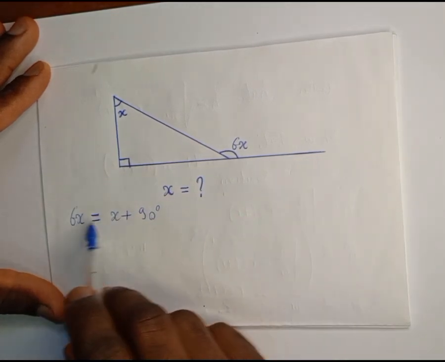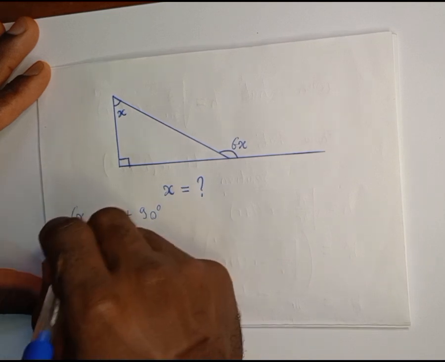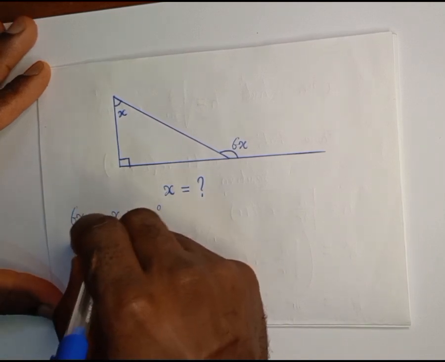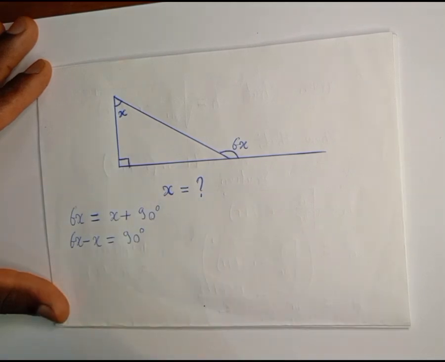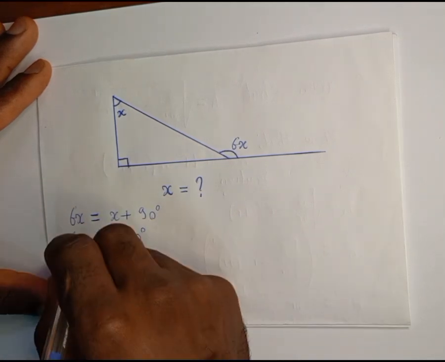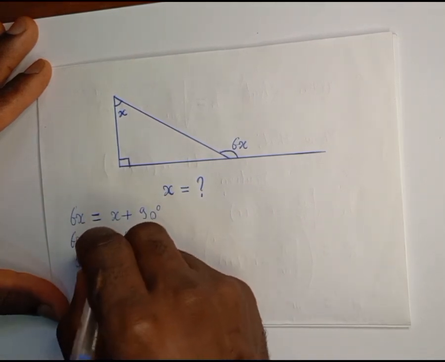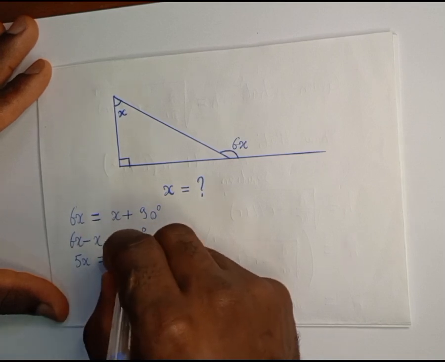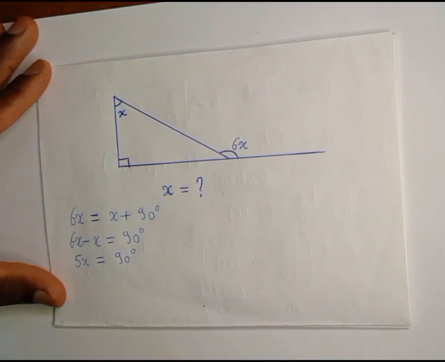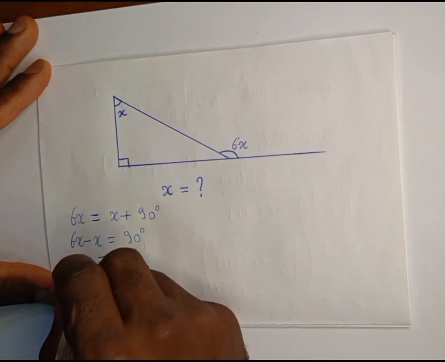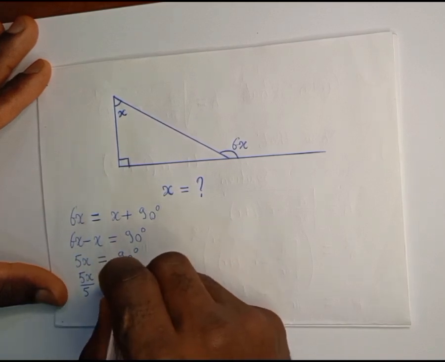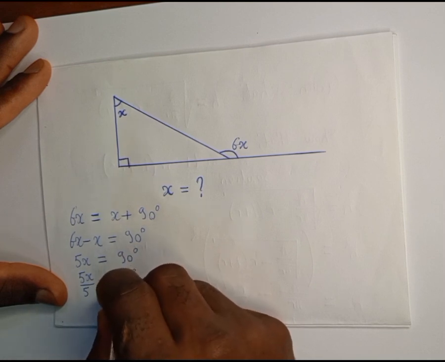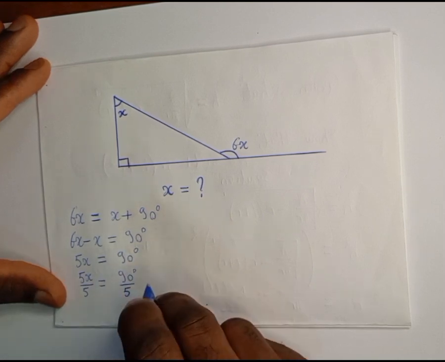We are going to transfer x to the left hand side. It becomes 6x minus x is equal to 90 degrees. 6x minus x gives us 5x is equal to 90 degrees. Next step, we are going to divide all through by the coefficient of x, which is 5, so x is equal to 90 degrees divided by 5.